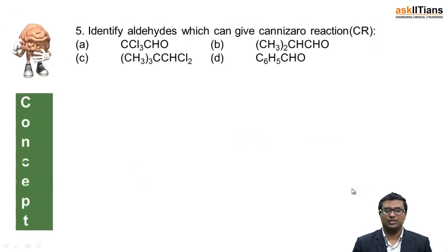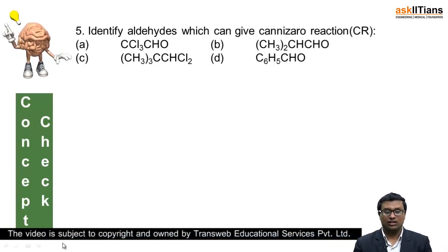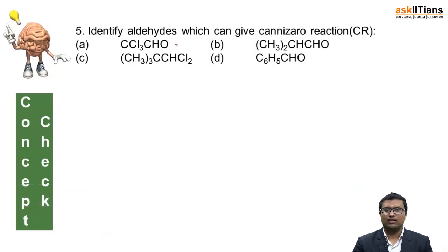Now, concept check. You have to identify the aldehydes which can give the Cannizzaro reaction. So obviously the logic is you need such compounds with no alpha hydrogen. If you look into this, this has no alpha hydrogen, this has no alpha hydrogen, and this seems to be not an aldehyde itself, and this consists of alpha hydrogen, so it won't be giving your Cannizzaro reaction. So obviously A and D.